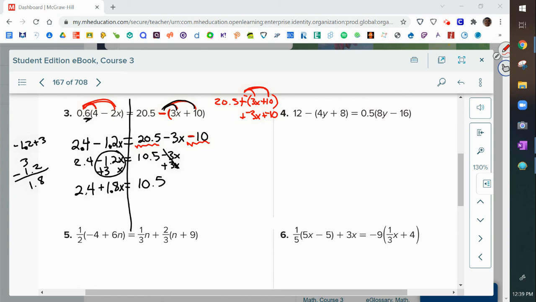Next step is start isolating that variable by getting rid of this extra additional term here, minus 2.4, minus 2.4. That leaves us with 1.8x, because that canceled out. 1.8x equals, I get us 8.1. Then we're going to divide by 1.8, divide by 1.8, and we get x equals 4.5. Nice work.